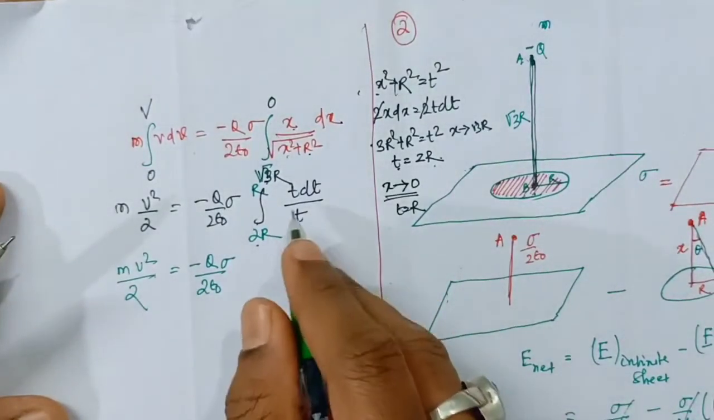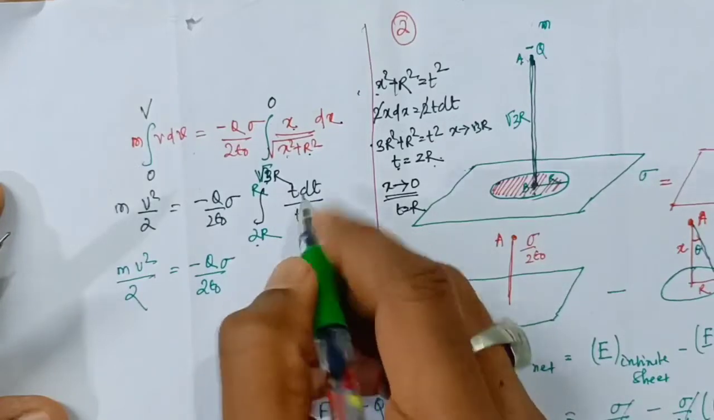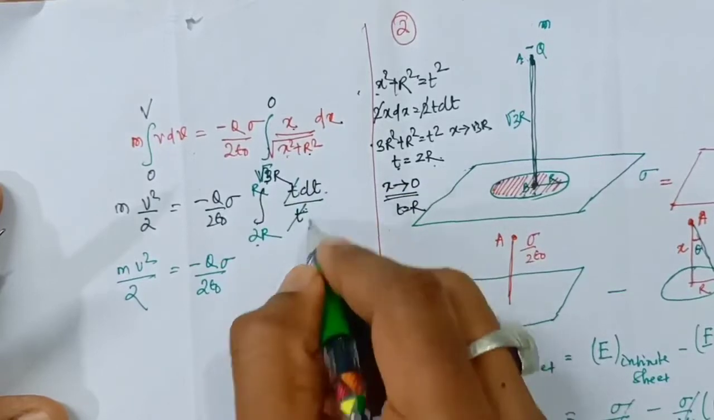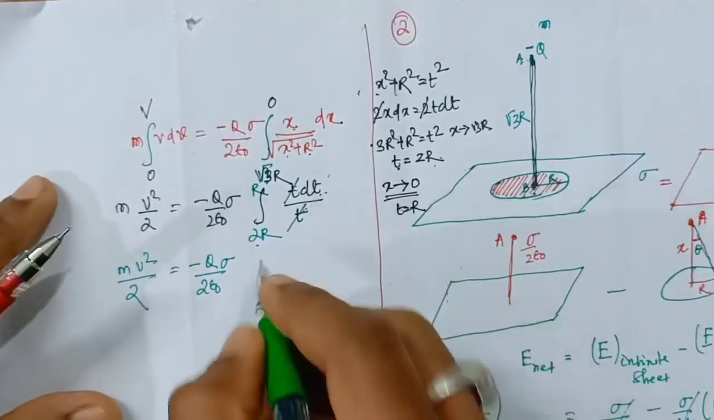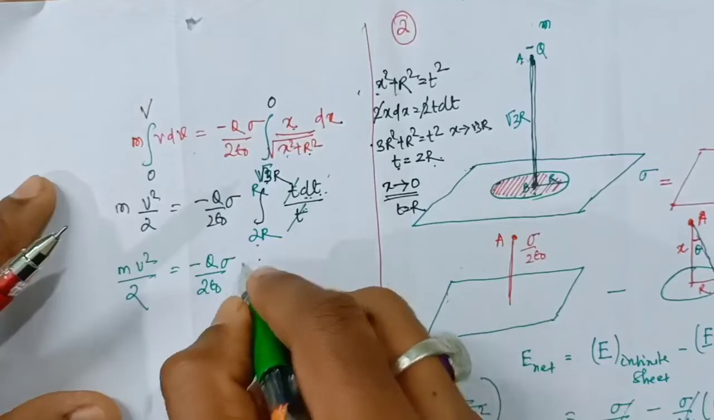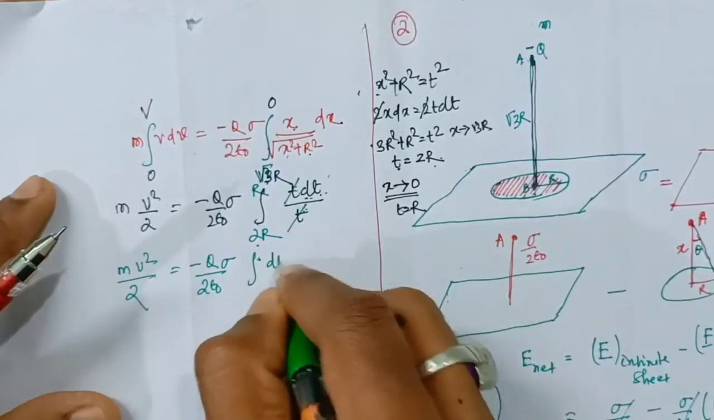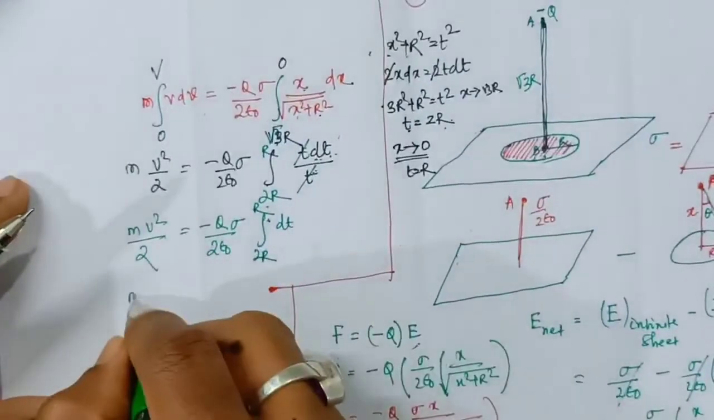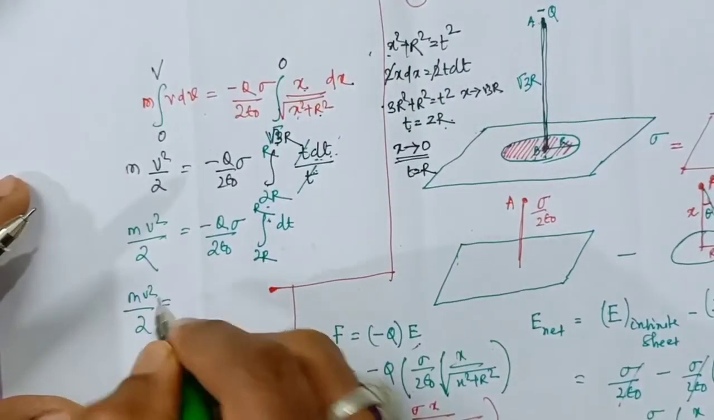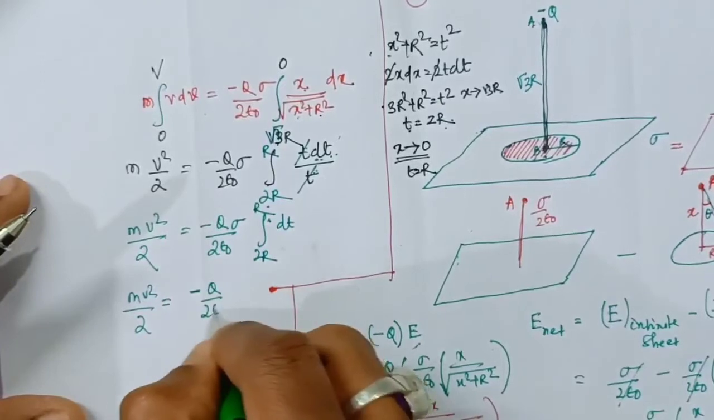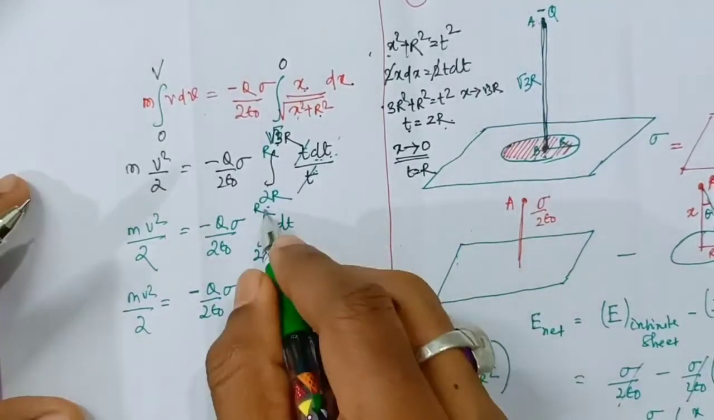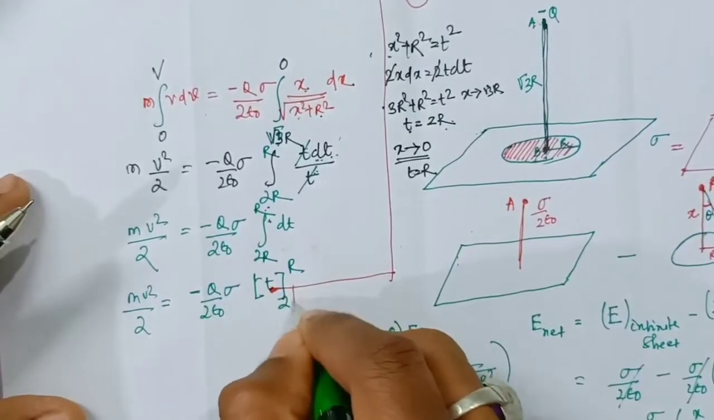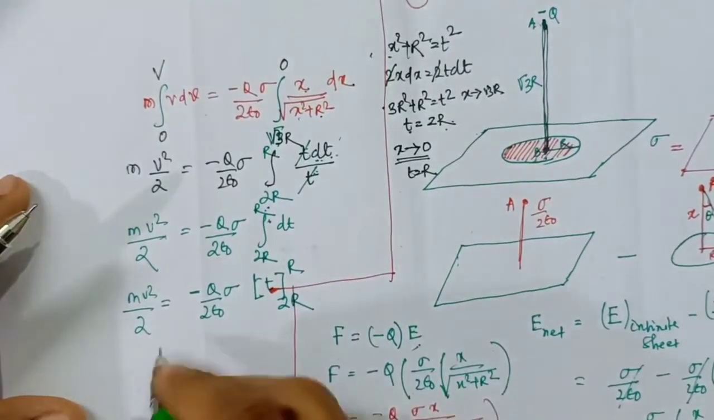And what is the result I am getting? t has cancelled. The expression is coming dt. And the integration of dt, this is 2r to r. So mv square by 2 equals minus q by 2 epsilon naught sigma. This is 2r to r, integration of dt is t. This is now r minus 2r.